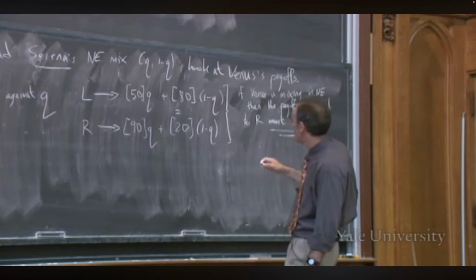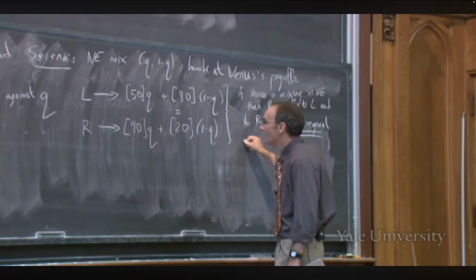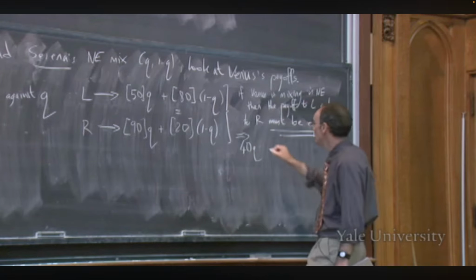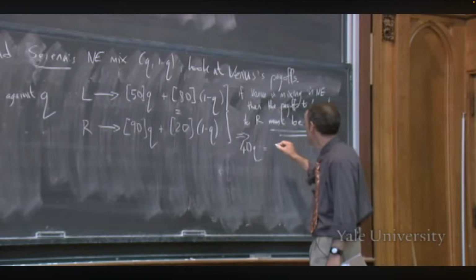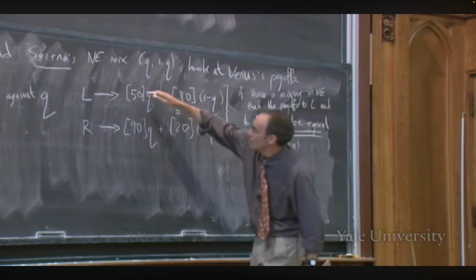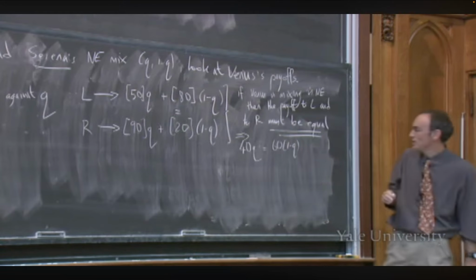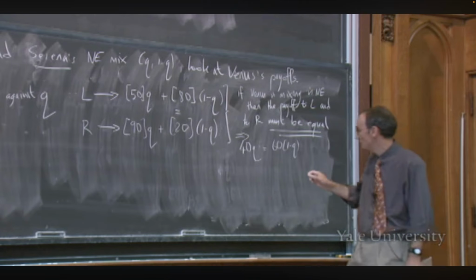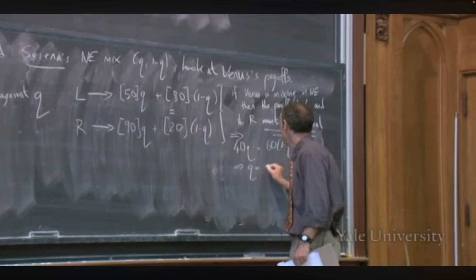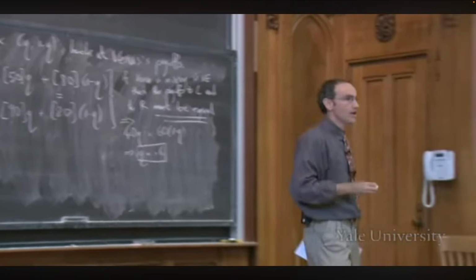Simplifying a bit, and you should just watch, make sure I don't get this wrong, I'm going to get 40q. So this implies 40q is equal to 61 minus q. I took this 50 onto this side and this 20 onto that side. So I have 40q equals 61 minus q, and that implies that q is equal to 0.6. Those last two steps were just algebra.